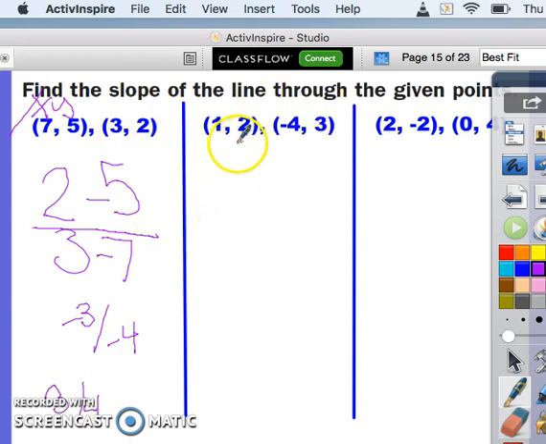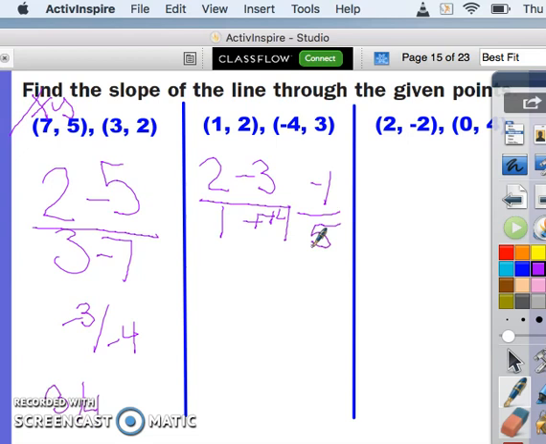Okay, let's do this one. We're going to start with the y from the first point, so 2 minus the 3. And I'm going to take then the x, so 1 minus a negative 4. 2 minus 3 is a negative 1, and 1 minus a negative 4, I like to change it to adding a positive, so 1 plus 4 is 5, so we have negative 1/5.